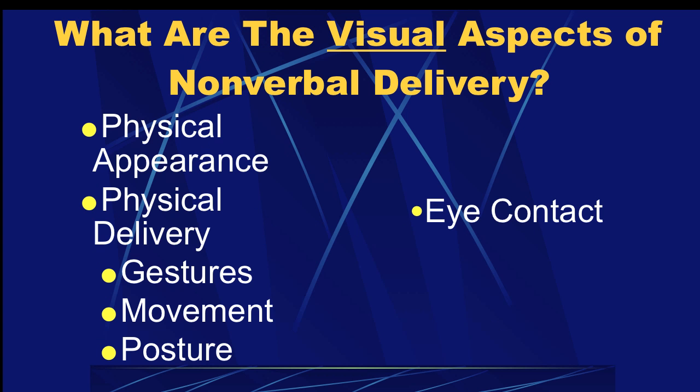What are the visual aspects of nonverbal delivery? Consider your physical appearance. Most people perform better when they dress the part. Physical delivery includes gestures, movement, and posture. Make sure that you're using your hands to add emphasis at appropriate times. Ensure that your movement is controlled. Be sure not to be leaning from side to side or front to back, and make sure you don't get caught as a caged tiger pacing in front of your audience.